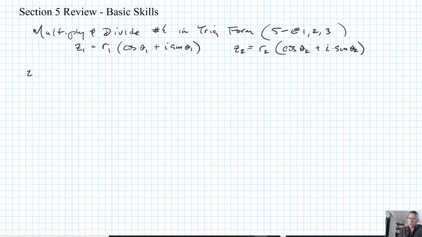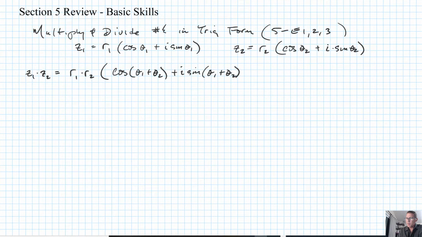If you multiply them, Z1 times Z2 is equal to R1 times R2 times the cosine of the sum of the angles, theta 1 plus theta 2, you add them, plus i times the sine of the sum of the polar angles, theta 1 plus theta 2.